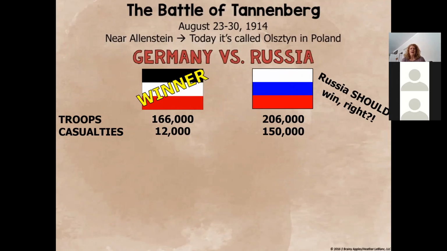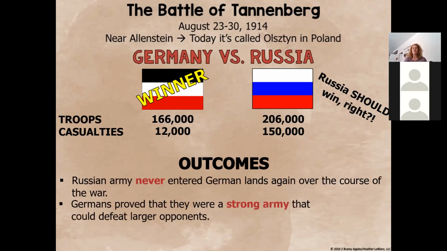So look at the amount of troops that were there. Russia has a lot more troops than Germany, but look who loses the most. You would think Russia should win, but they don't, because they lose so many men in this battle in this week. So the Russian army never enters German lands again over the course of World War I. The Germans proved that they were a strong army that could defeat larger opponents.